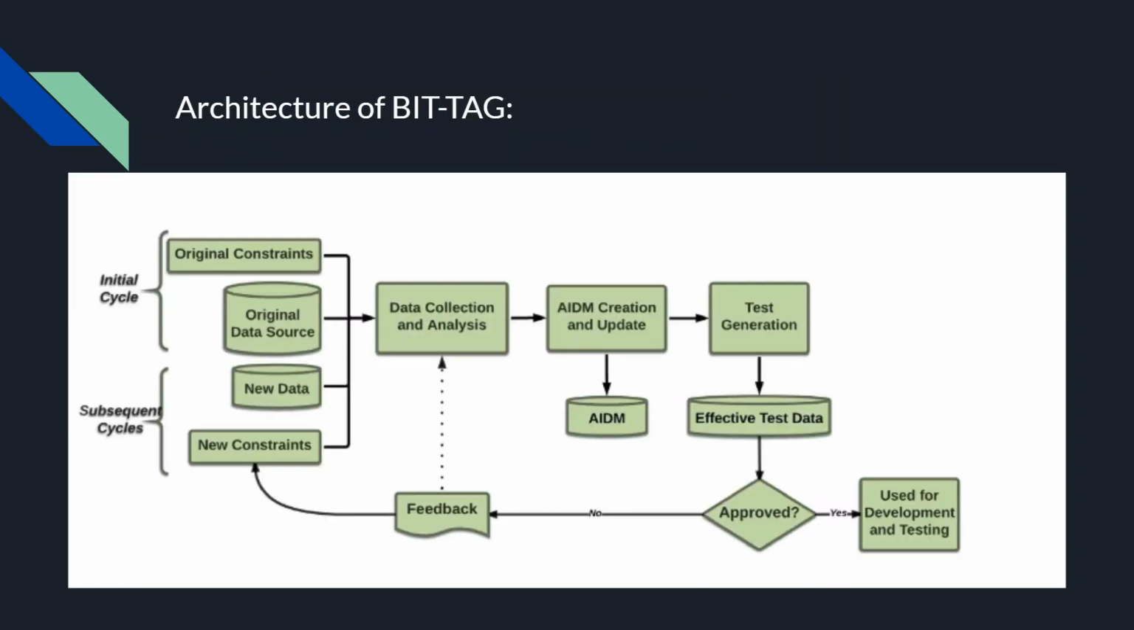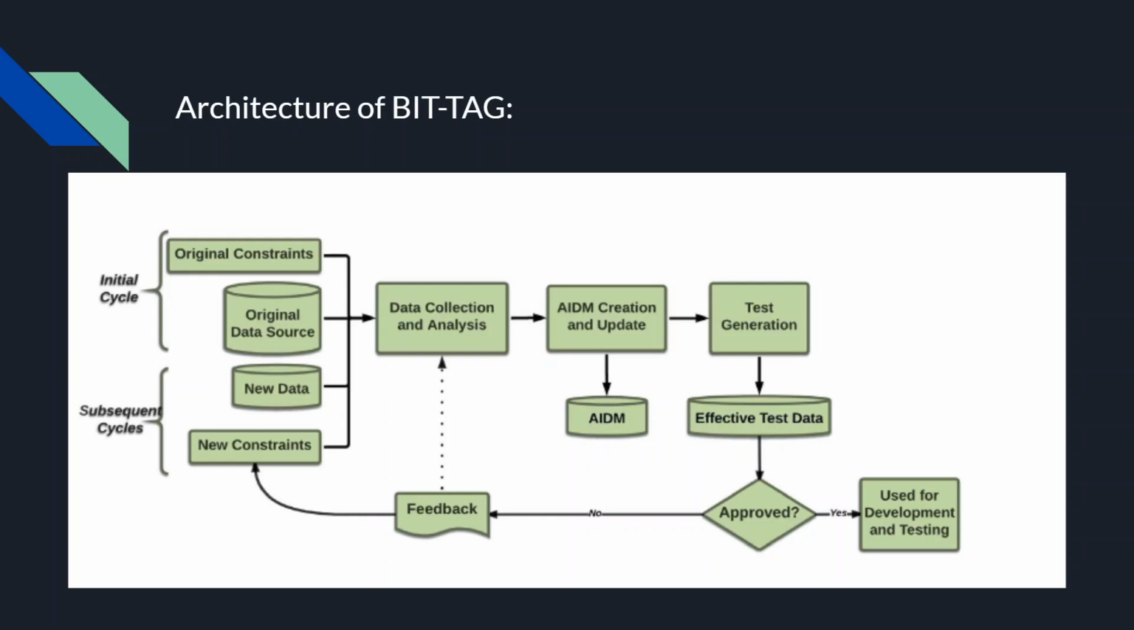Architecture of the BitTag tool. BitTag consists of two phases, the initial phase and the subsequent cycles. In the initial cycle, BitTag collects and analyzes the original data from the source and the constraints. BitTag saves the analytical results and derives important values to create an input domain model for each input. It creates the adaptive input domain model by combining the input domain models with analytical results. And effective test generation is created from the adaptive input domain models.